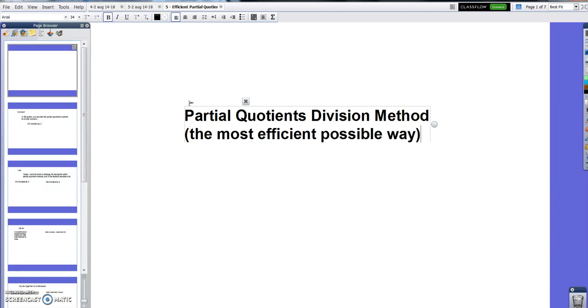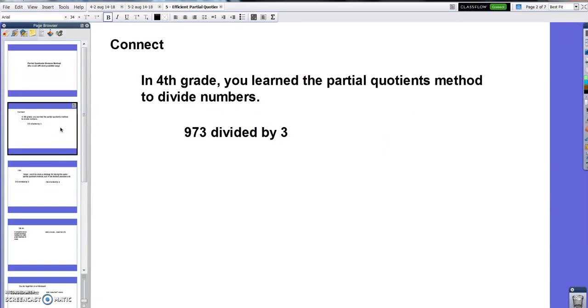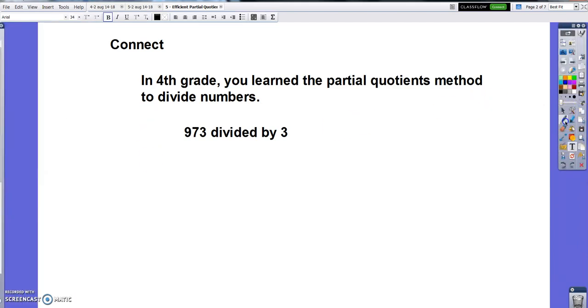Alright, so in 4th grade you learned the partial quotients division method, and I'm going to review that again real quick. But the difference is going to be, this year I'm going to show you how to do it with the least possible number of steps. So first let me review how to do it at all.